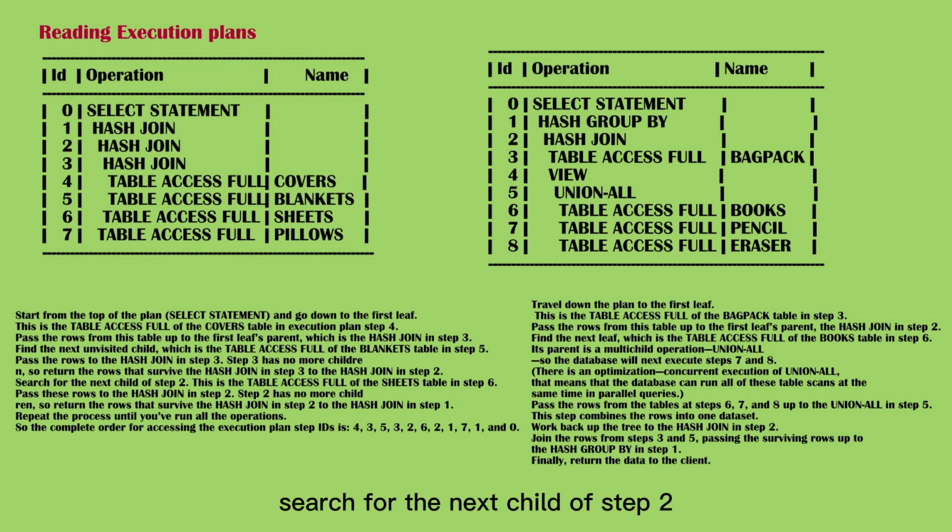Search for the next child of step 2. This is the table access full of the sheets table in step 6. Pass these rows to the hash join in step 2. Step 2 has no more children, so return the rows that survive the hash join in step 2 to the hash join in step 1.